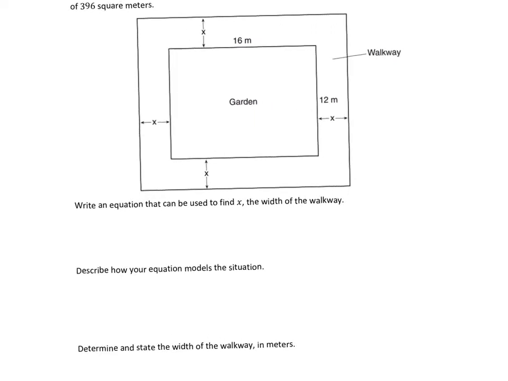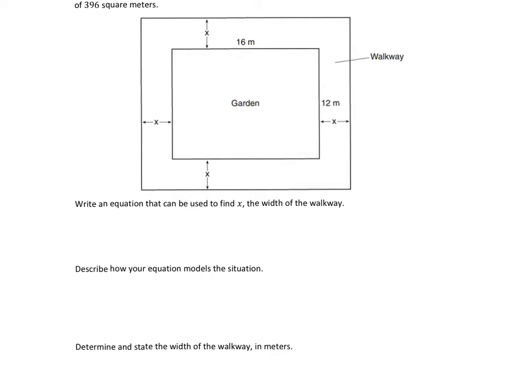All right. So the entire area, together the walkway and the garden, have an area of 396. So this whole piece is 396. First we need to start by saying, okay, what is the length and the width of this shape? We need to find this and this, because in order to find the area of a two-dimensional rectangle, we do length times width. So we need to know what those two are.